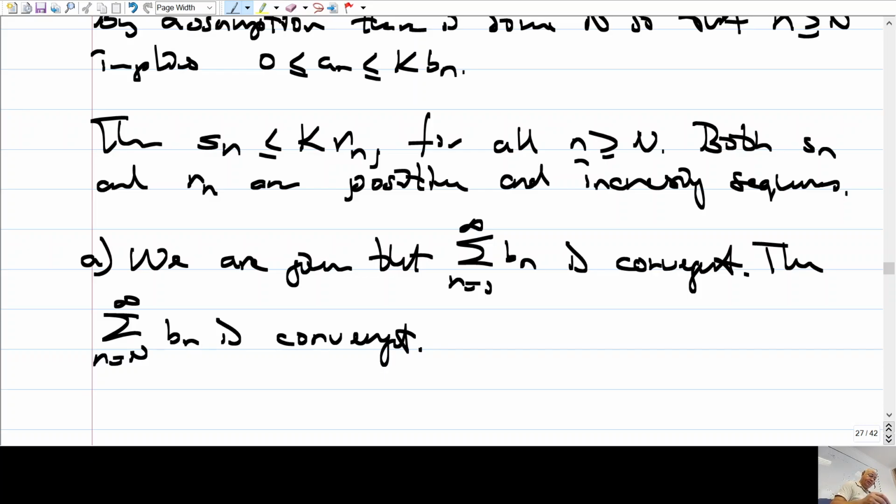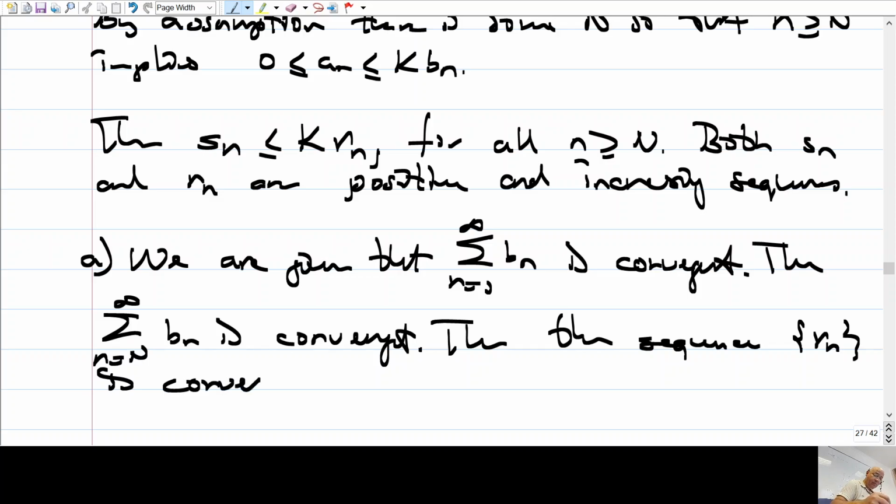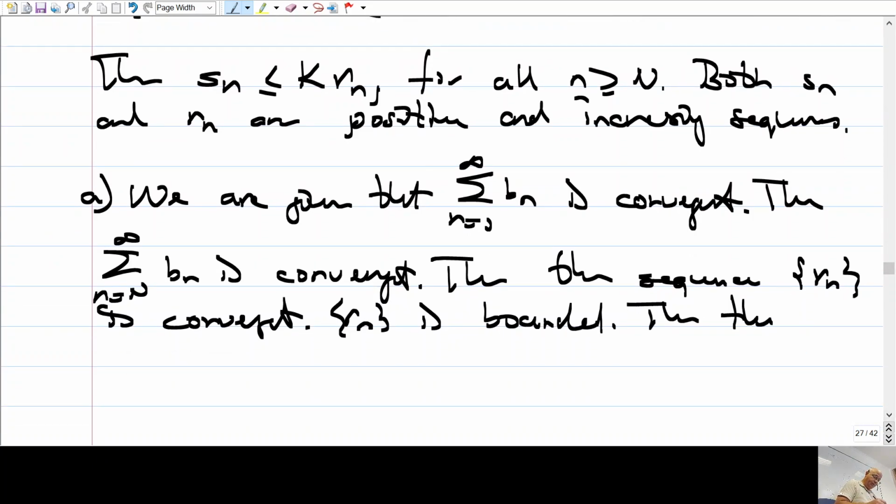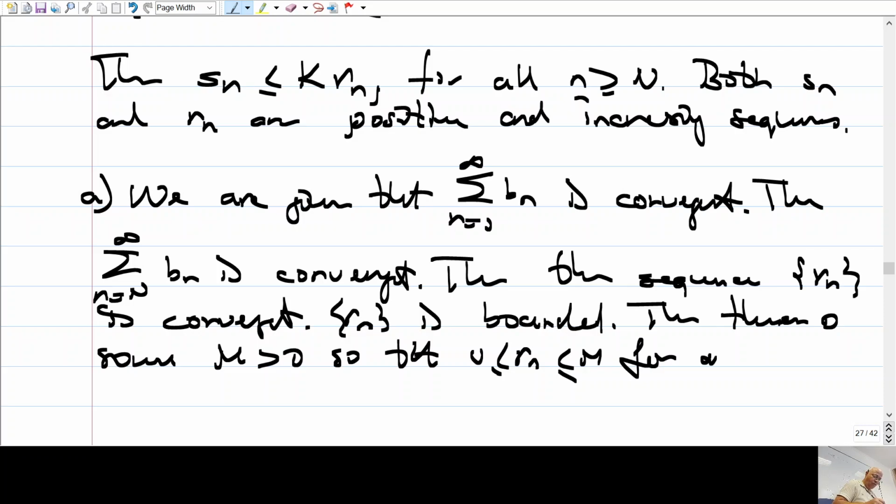But this is convergent means the series of the sequence of partial sums is convergent, then the sequence Rn is convergent. But this implies Rn is bounded. Well, then there is some positive m so that these Rn are all positive but less than m, for all n.